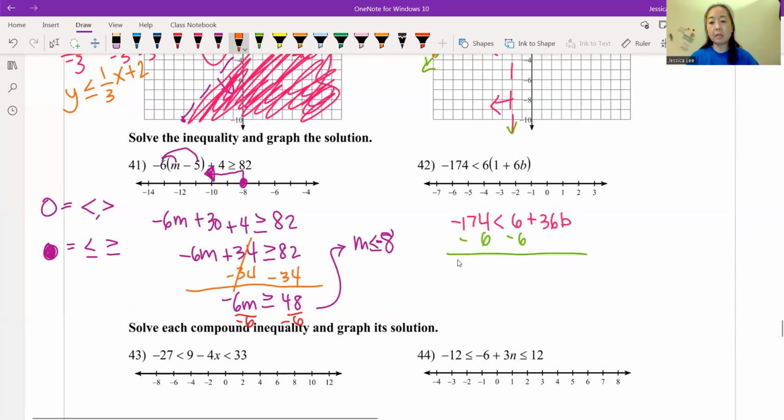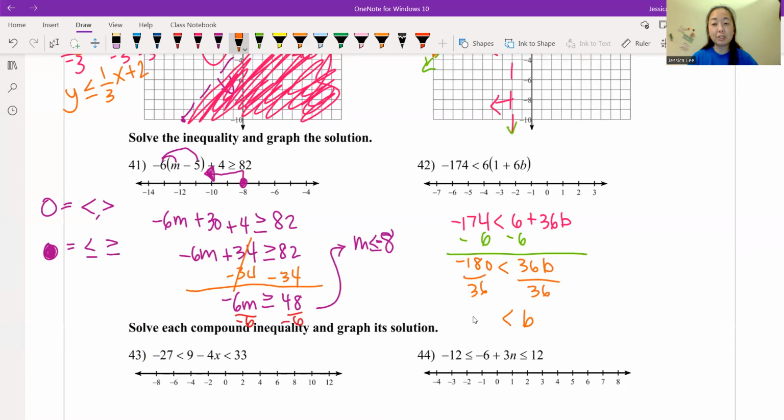And then we get -180 is less than 36b. Right? And then we just need to... it's not 1980. Now we're going to have to divide by 36. Blue. All right, and so this is going to be b.